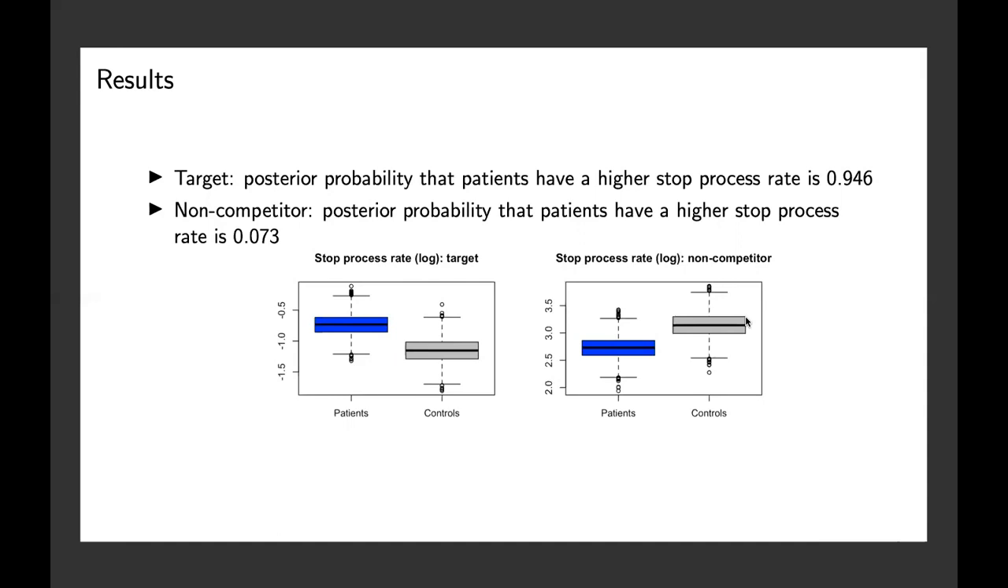The second on the right is for the stop process rate for the non-competitors that have the largest amount of difference. The estimated posterior probability that patients have a higher stop process rate is 0.073. It indicates that when there is the most amount of difference, the patients are more likely to determine the stimuli as identical and make a response compared with healthy controls.